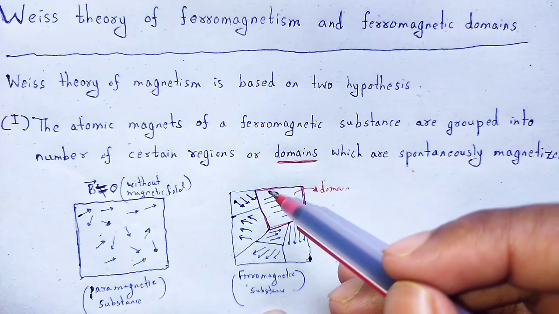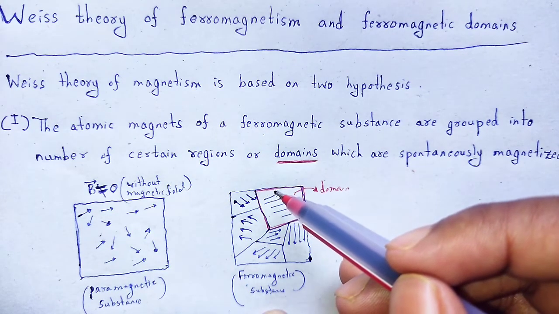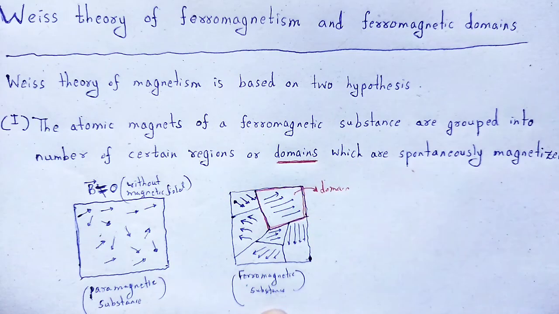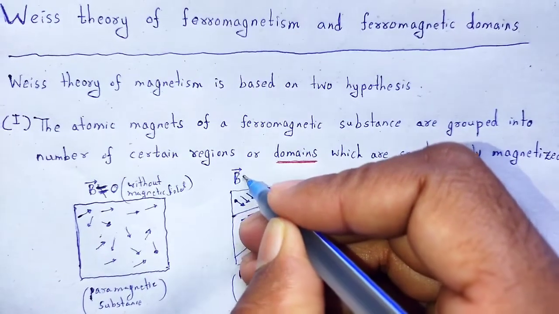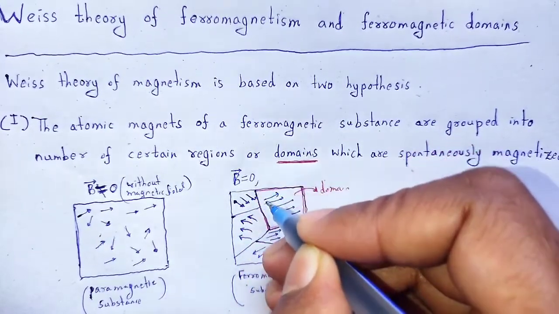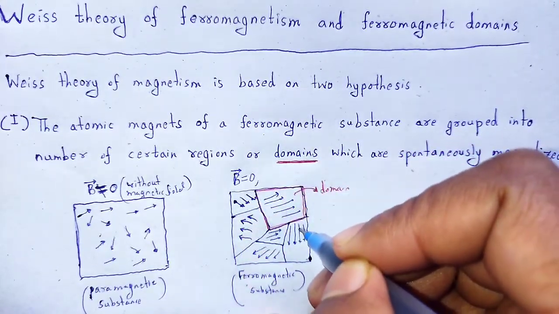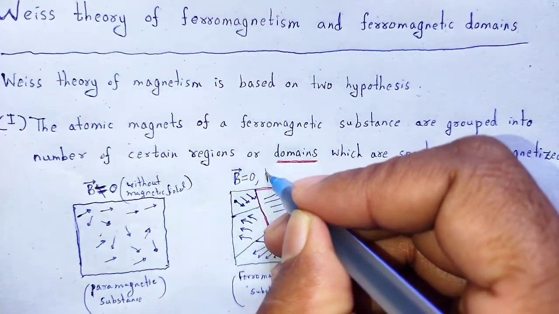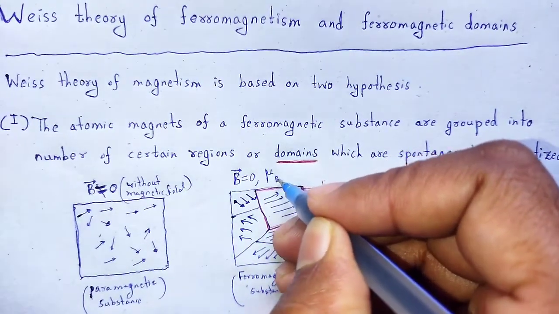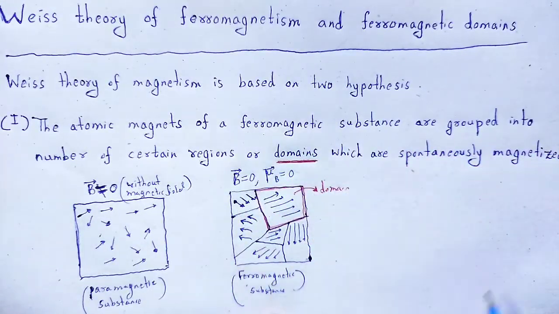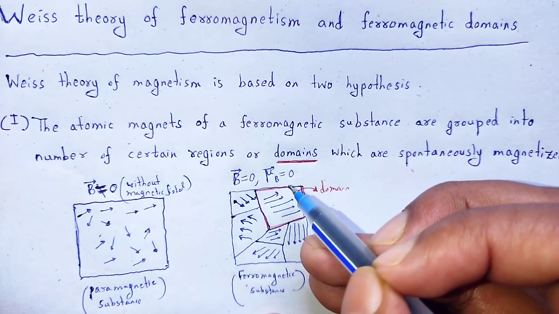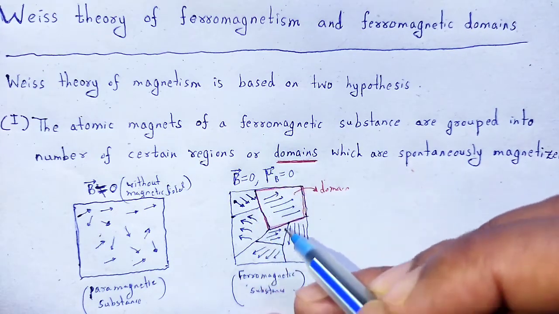Without the application of an external magnetic field, if B is equal to 0, then the net magnetic dipole moment will be 0 throughout the entire ferromagnetic substance, and the net magnetic dipole moment is decided by individual domains.